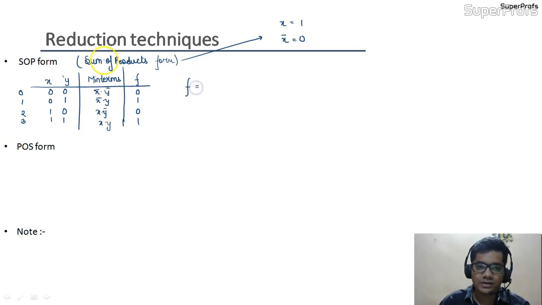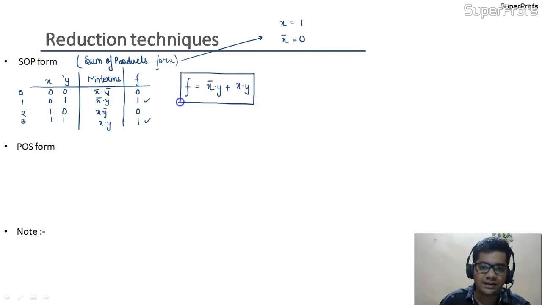SOP form is equal to sum of products. So it would be the sum of the minterms, that is, we take those terms for which the function output is 1, and it would be equal to x bar dot y plus x dot y. This is our function. We can write it in another way as sigma, the sum of the minterms, where the function is 1 for 1 and 3. So this is another form to write the SOP structure.